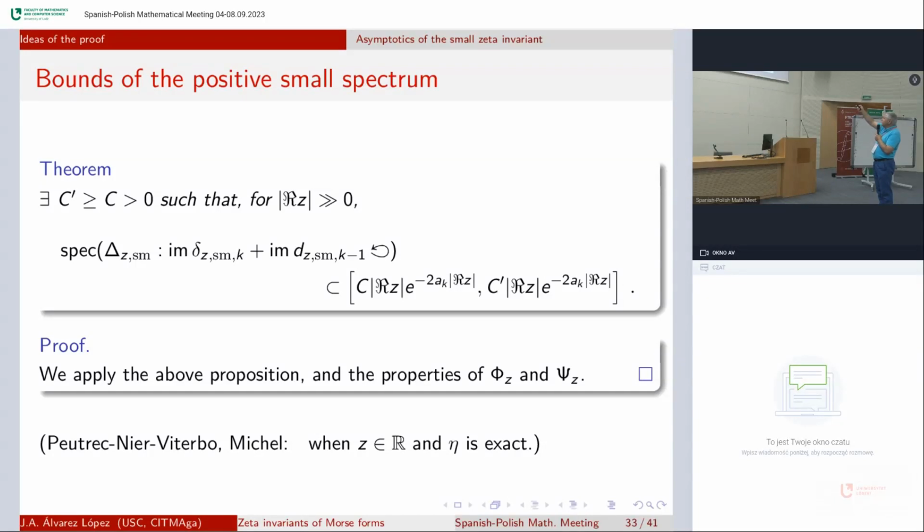On this subspace, the image of delta for degree k and the image of d for degree k minus 1, the spectrum is contained here in this interval that is similar to the above interval, but now we have to add the absolute value of the real part of the parameter multiplying on each of the endpoints of the interval.